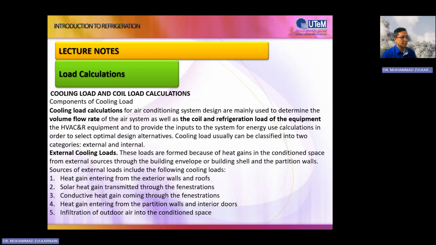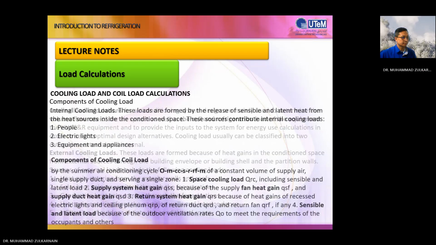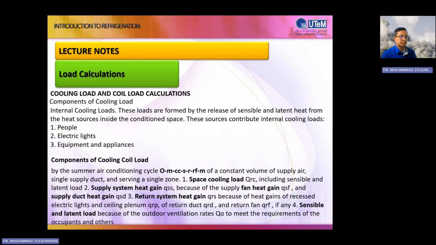and then from the solar, and from the conductive heat coming maybe from the device, from the lighting system or electronic system, and so on, and then heat gain from the partition wall, and then infiltration of the outdoor air into the conditioned space, and then other internal cooling load, because of the participants inside the space, like people, and also we have internal contribution of heat gain.